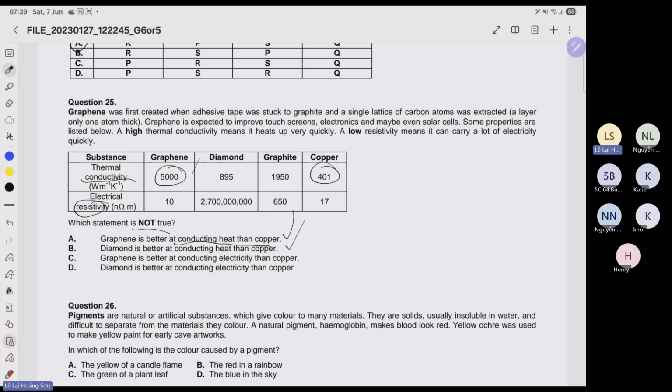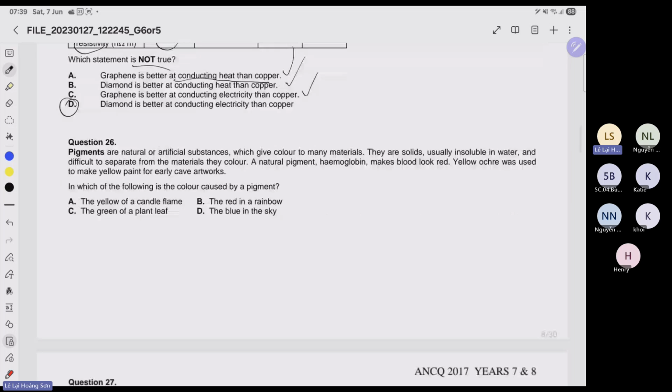Graphene is better at conducting electricity than copper. Yep, that's correct because it has a lower value of electrical resistivity. And the last one is probably the one that's not true. Diamond is better at conducting electricity than copper. No. Sorry, electricity. Diamond has a very high electrical resistivity, so it will resist the electrical flow. So it can only be copper. It has the lower electrical resistivity, so it can conduct electricity much better.